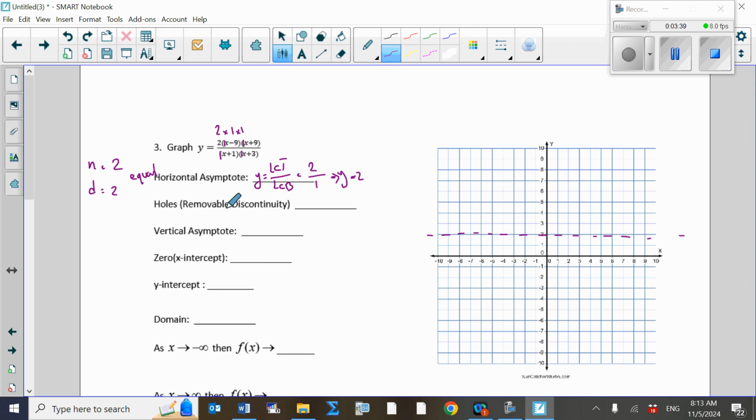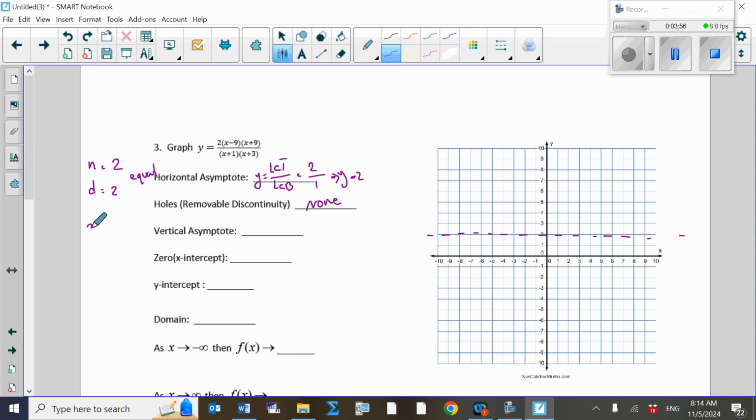The hole of the function comes from a twin factor on top and the bottom. If you have a factor on top and the bottom that repeat each other, then we have a hole. But in this case, we don't have anything, so there's no hole.